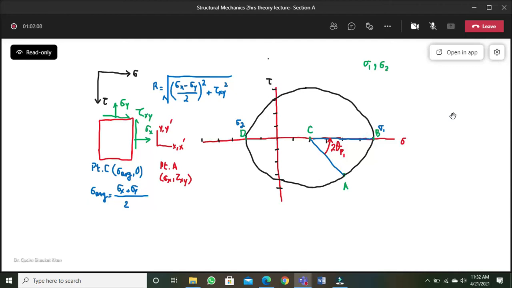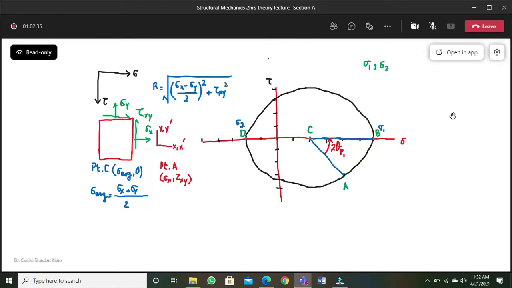So moving from the reference plane, the principal stresses act on the planes which are defined by angles 2 theta P1 and 2 theta P2. In a short while, I will mark 2 theta P2 as well. These are measured from the radial line CA to CB. This is your 2 theta P1.